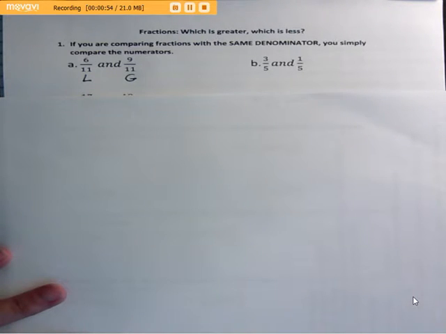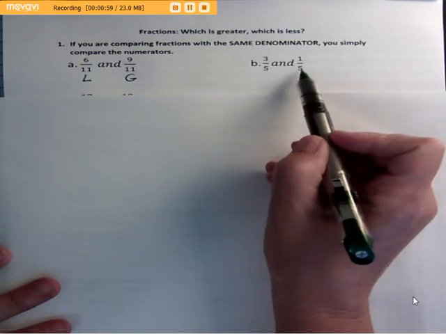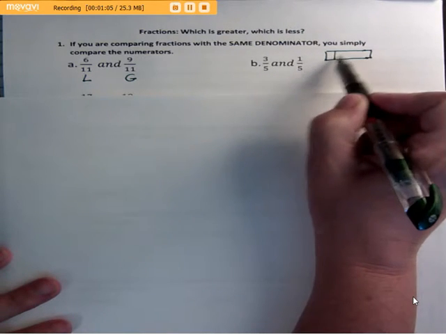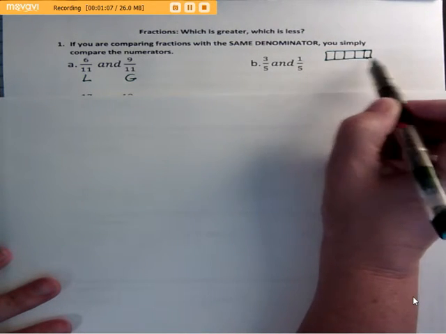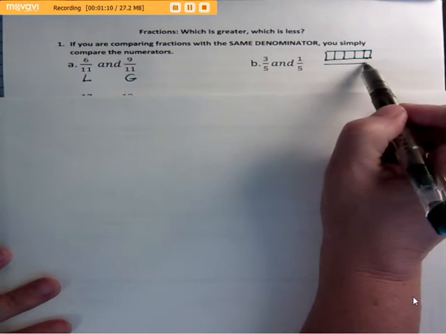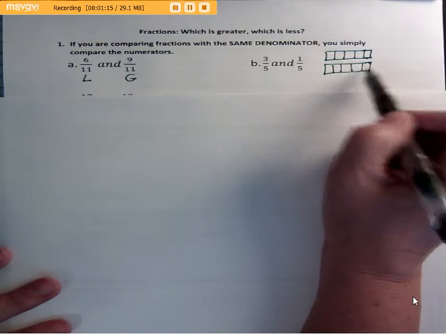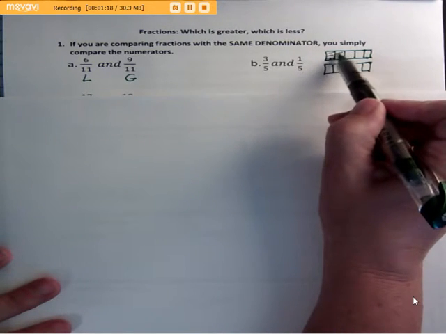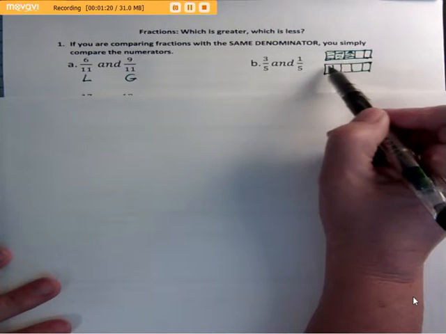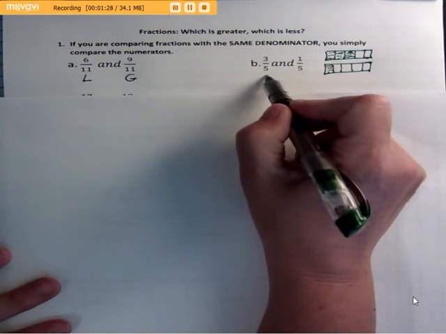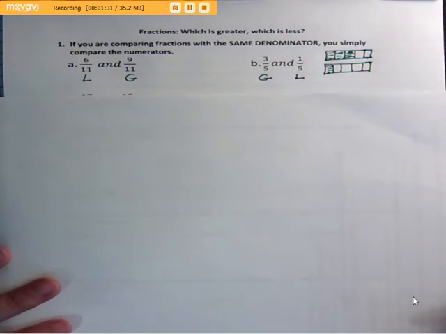So which is the greater value of 3/5 and 1/5? Well, this has 3 parts and this has 1 part. If you think about something with 5 equally divided parts, and I have 3/5 shaded compared to 1/5, which one is the greater fraction? Well, obviously the one that has more parts shaded is the greater fraction. So 3/5 is greater and 1/5 is less.